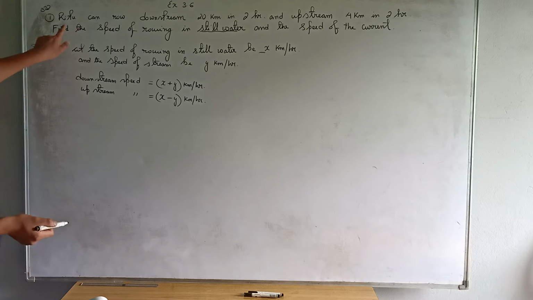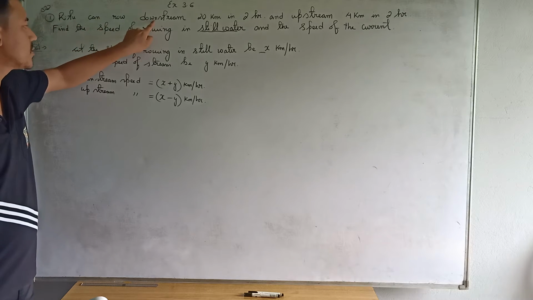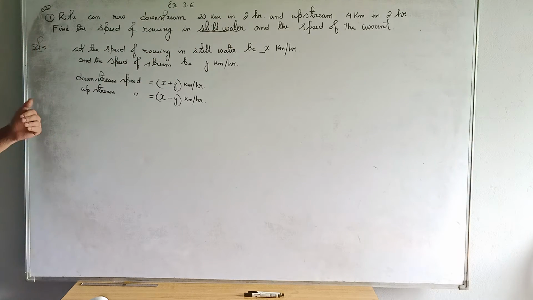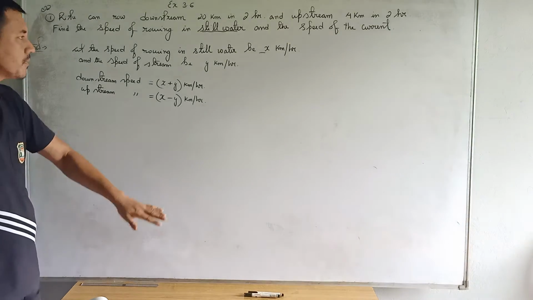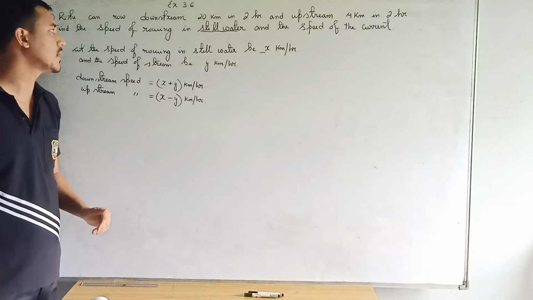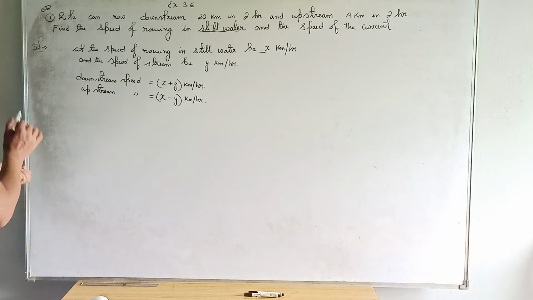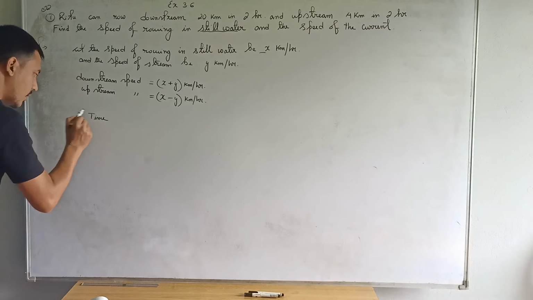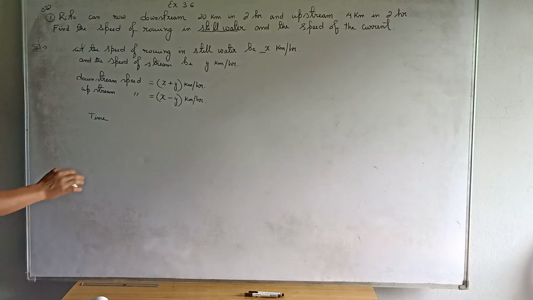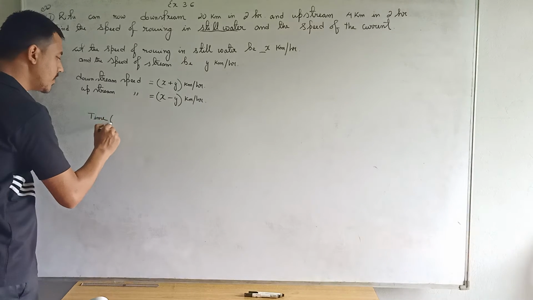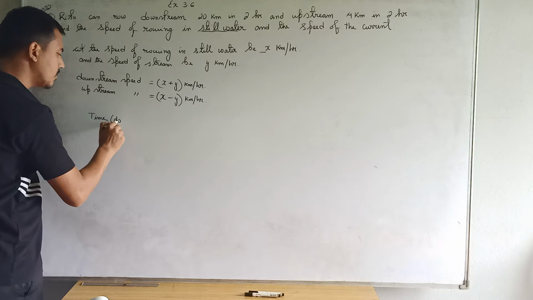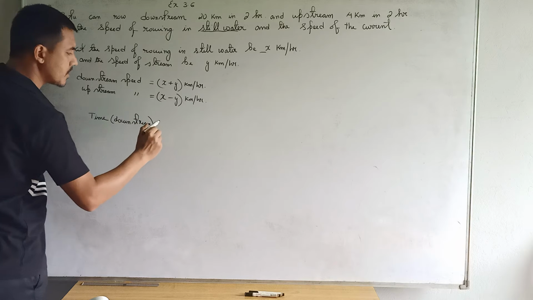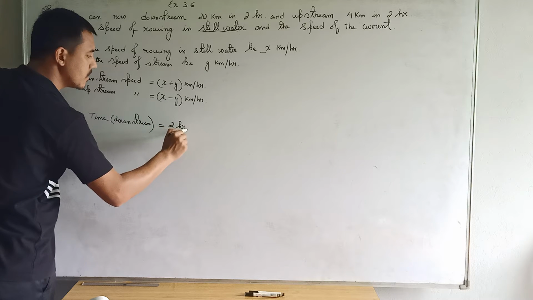Now, Ritu can row downstream 20 kilometers in 2 hours. That means when Ritu rows the boat down the stream, she can cover a distance of 20 kilometers in 2 hours. Now I'm going to write the time taken by Ritu. I'm going to express everything in time. Time taken by Ritu in going down the stream is given to be 2 hours.